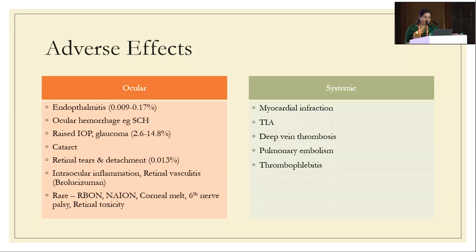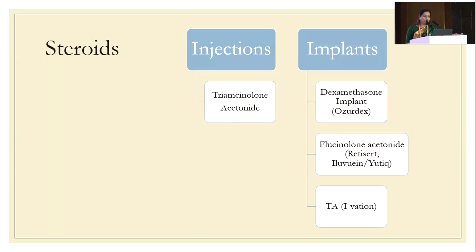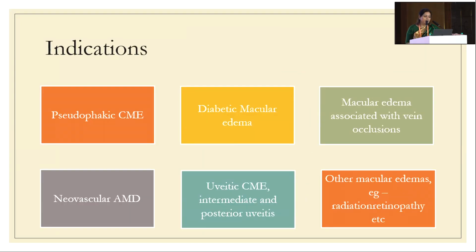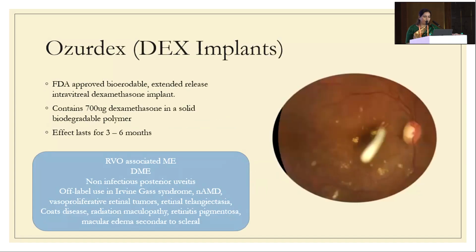Then the retinal tears, if you have gone before the 4 mm, and then intraocular inflammation, it is more commonly noticed with brolucizumab, and rarely you can have the very less known complications such as retinal toxicity. And the systemic contraindications, MI, which I have already told, and deep vein thrombosis, pulmonary embolism, and thrombophlebitis. So in the injections, we have 3 injections, and the indications I have already told.